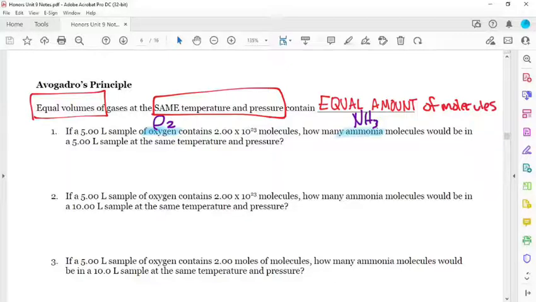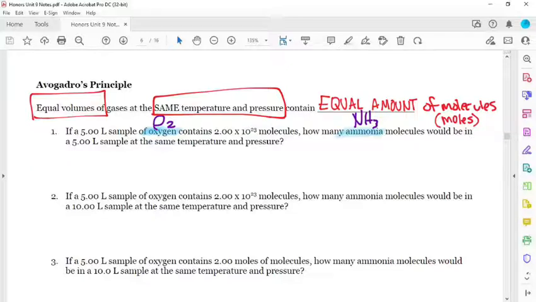And because he was the mole guy, and he was the person that came up with the idea of using this thing called a mole to count our number of molecules, it's not just an equal amount of molecules, it's also an equal number of moles of those molecules that will exist even for completely different gases. As long as our volume, temperature, and pressure are the same, our moles will be the same. So these problems really just try and hit home that idea.